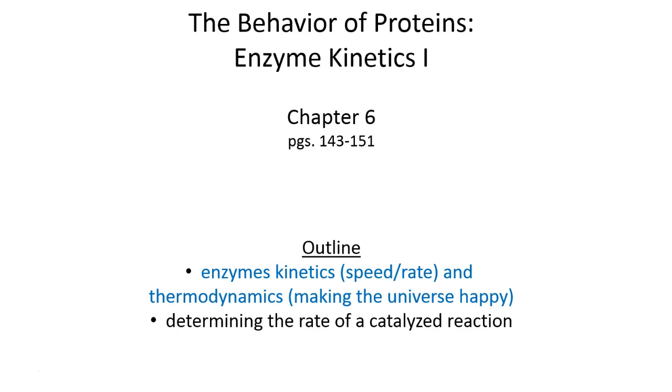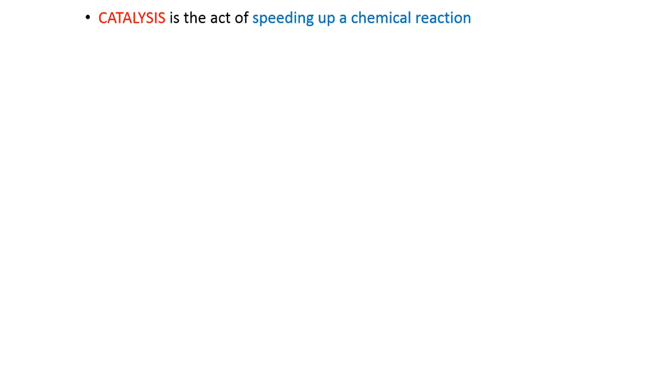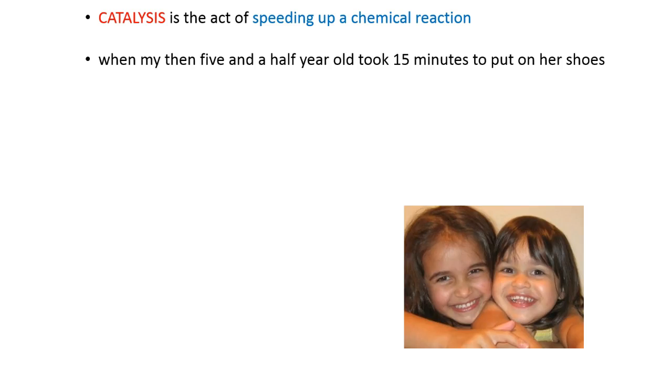In the next chunk, we'll talk about determining the rate of catalyzed reactions, truly getting to enzyme kinetics, the true biochemical field of enzyme kinetics, and then we'll talk a little bit about enzyme substrate binding as well. So, before we talk about enzymes, let's talk about catalysis. Catalysis in general is the act of speeding up any chemical reaction, making that reaction occur more quickly and more easily.